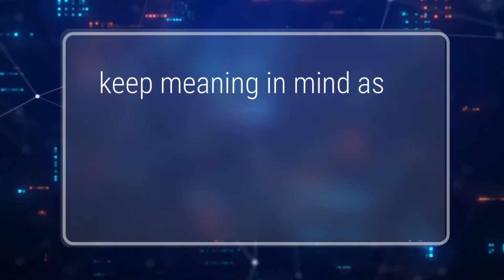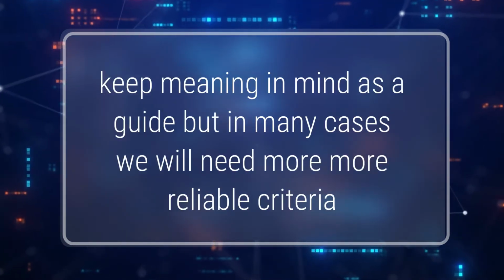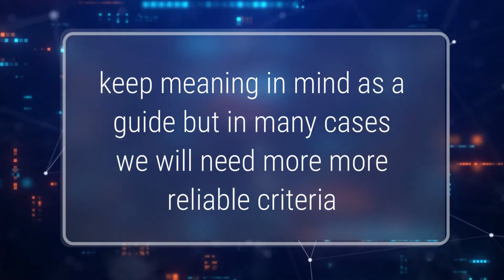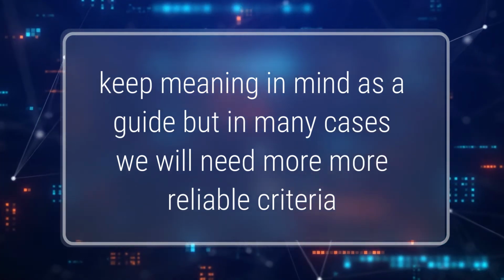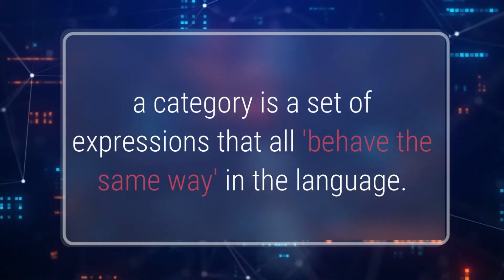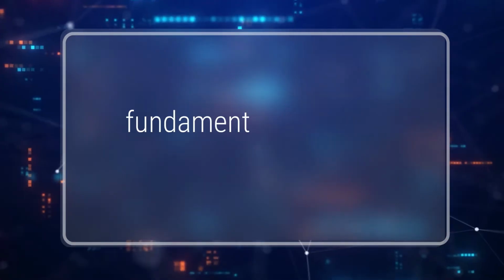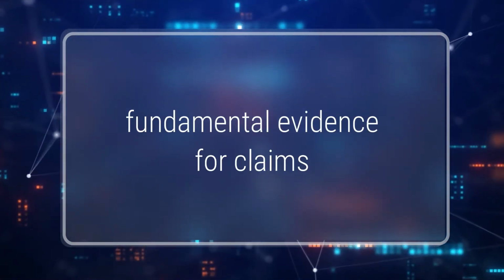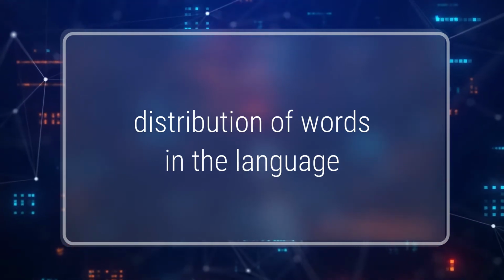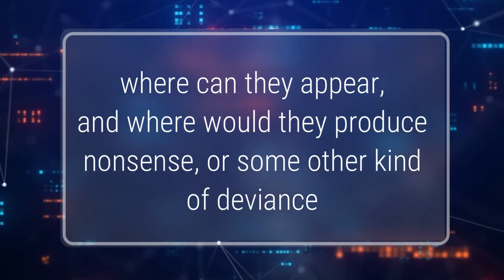It is more important to keep meaning in mind as a guide, but in many cases, we will need more reliable criteria. The most fundamental idea we will use is this one. A category is a set of expressions that all behave the same way in the language. And the fundamental evidence for claims about how a word behaves is the distribution of words in the language. Where would they be fine, and where would they produce nonsense or some other kind of deviance?